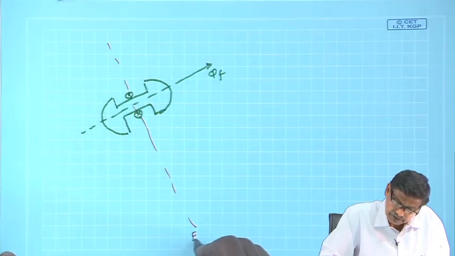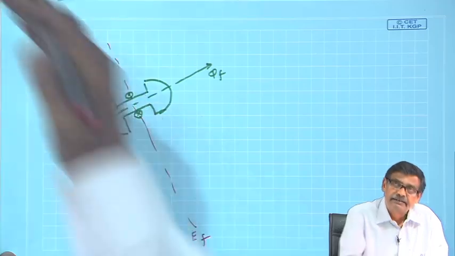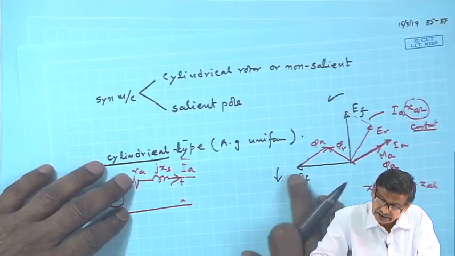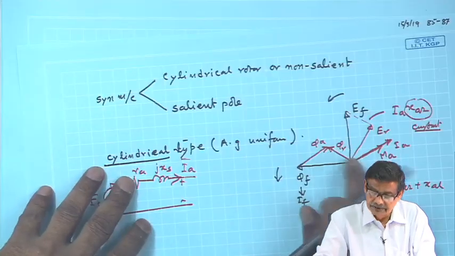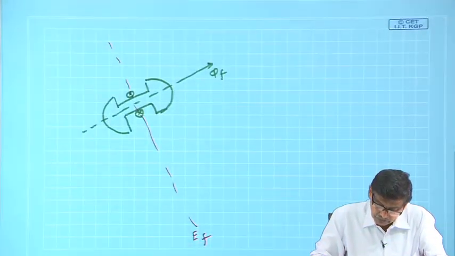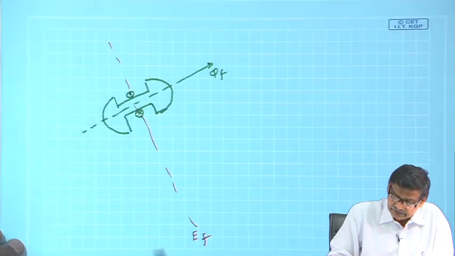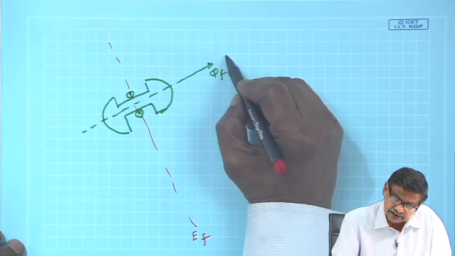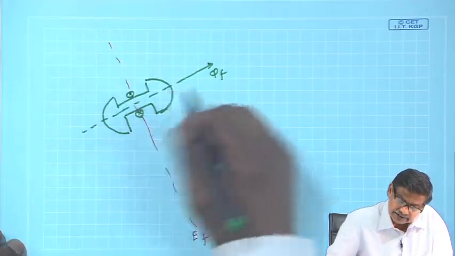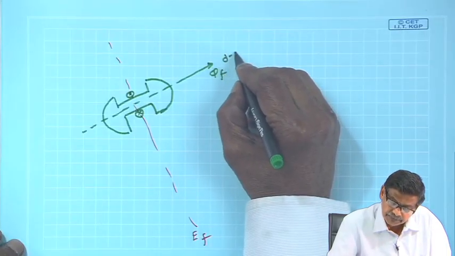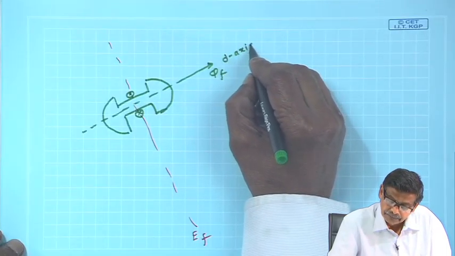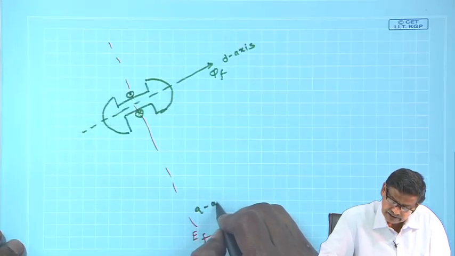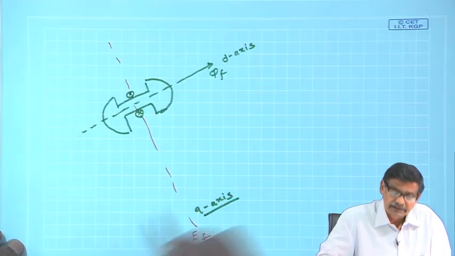E f axis will lie along this line, is not 90 degree, that is, if this is phi f, 90 degree behind E f is there. Now, the argument is this axis is there, and I just call this axis, to give some name, the d axis, and this line, this red line, I call the q axis, quadrature axis.